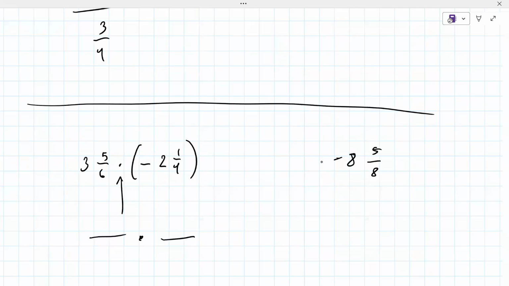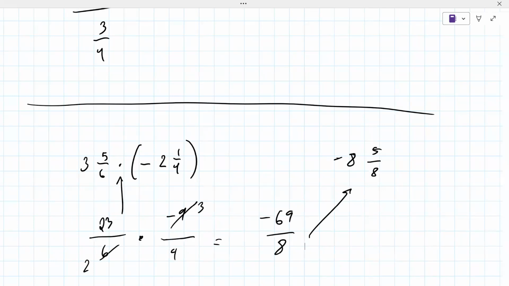My first improper fraction was 23/6. Right. The second one? Negative 9/4. Okay. Did you pre-reduce the 9 and 6? Yes. And then did you just convert it to a mixed number? Okay. Worked for me.